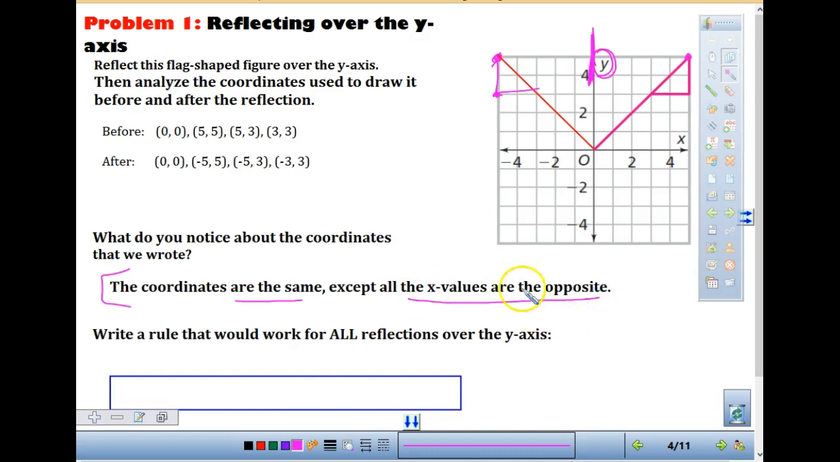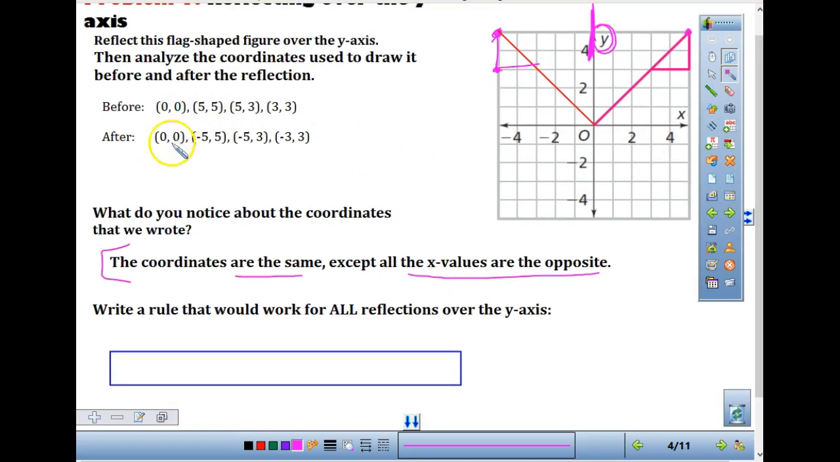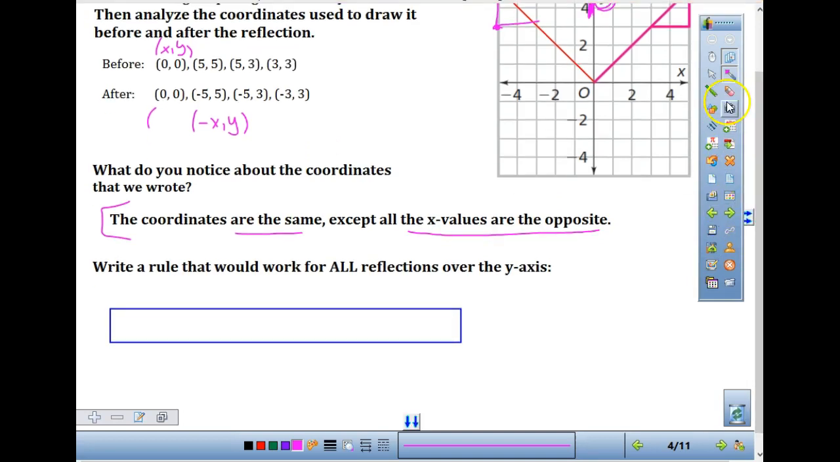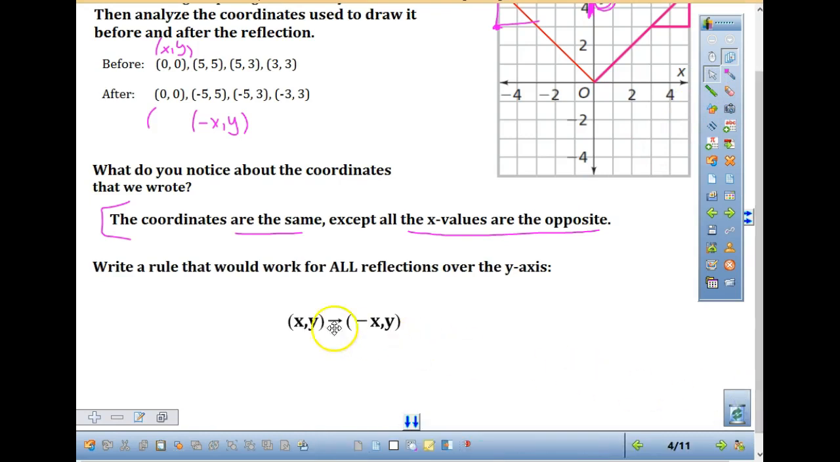opposite. So when we are thinking about that, if we are going to write a rule, okay, so all the x's, because when we looked at this in our original, we had x comma y, and then down here, and the 0, 0 isn't a good one to look at, but then these became, afterwards, it always became negative x, and the y stayed the same. So when we write our rules, a lot of times our rules are going to look like these ordered pairs, and we are going to write our rule this way.